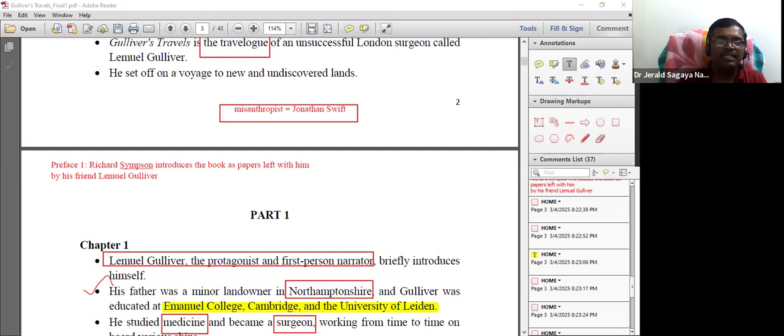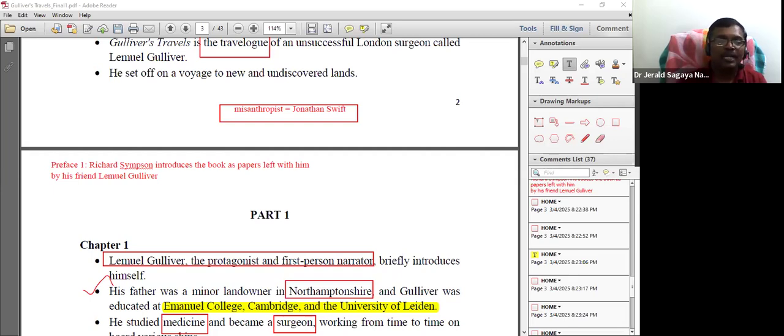He says, I have some papers with me and the paper was really very interesting, so I thought I could present it to the world. And who left all these papers? Lemuel Gulliver, the friend of Richard Simpson.